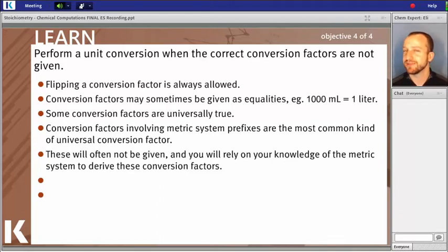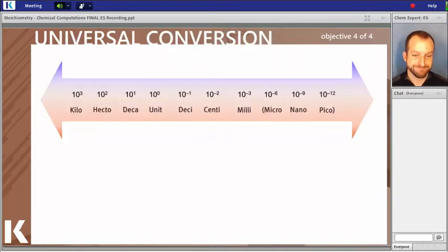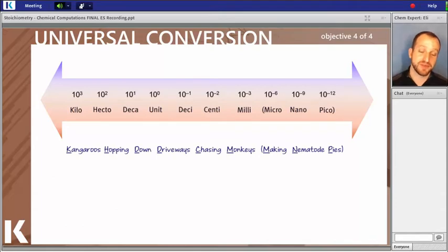Right now, it might seem like a little bit of extra work, but it will come in handy consistently as we're working. Specifically, if there's something that I would have you memorize first, I'd have you take a look at these. There's a nice little mnemonic here I'll toss down underneath to go from the high values, kilo, down to the tiny values, pico. And that's kangaroos hopping down driveways, chasing monkeys, making nematode pies.